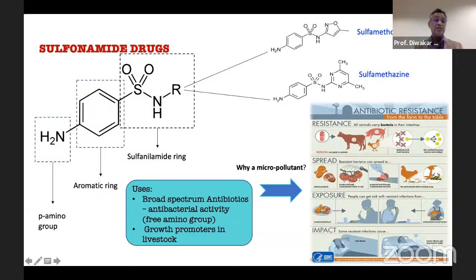This is the sulfonamide drugs, which are antibiotics, a broad spectrum antibiotic that has been widely used for antibacterial activity and as growth promoters in livestock and all that. There are two different sulfonamide drugs, sulfamethoxazole and sulfamethoxine, that we tried to work on, and I would like to share some of the outcome of our research in this particular area.